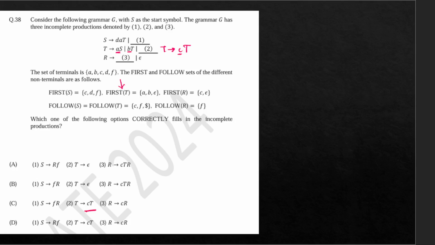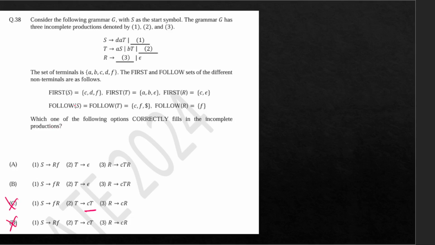Okay, and as this is there in option C, that's why we can say that C is also wrong, D is also wrong. Because of this thing, we are cancelling out C and D. Now for the second, T belongs to epsilon, T belongs to epsilon is absolutely correct. Okay, so let's verify option B now.